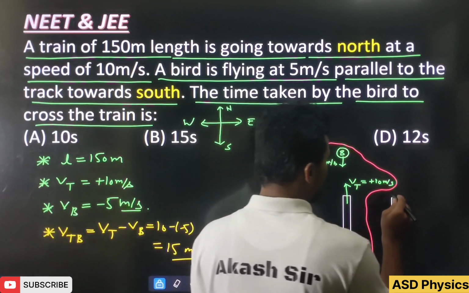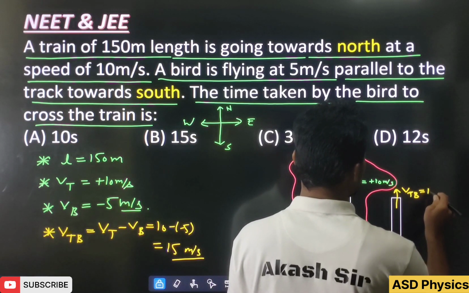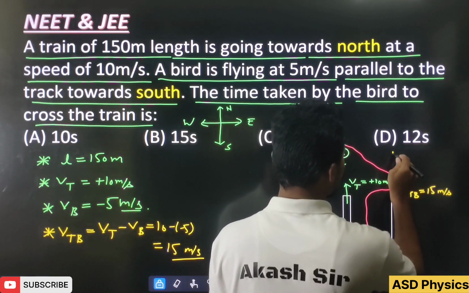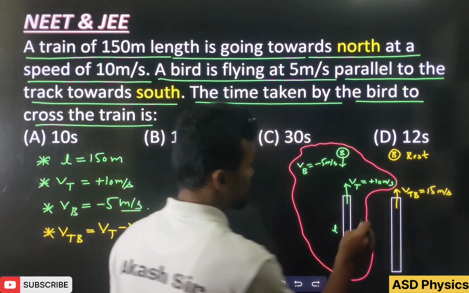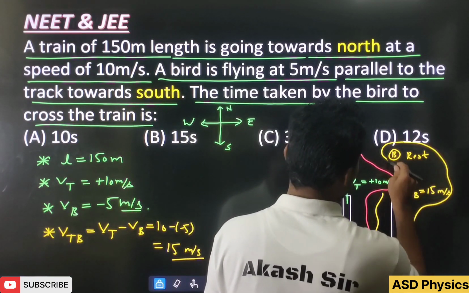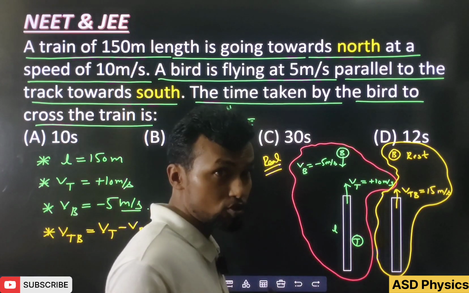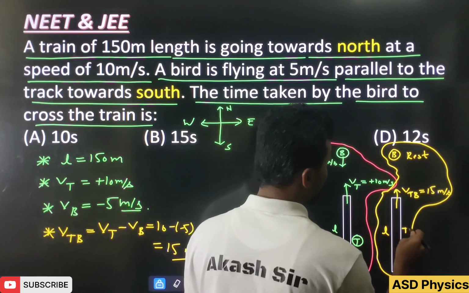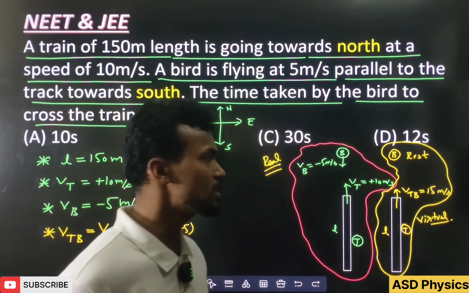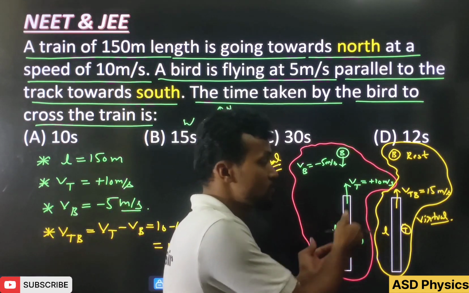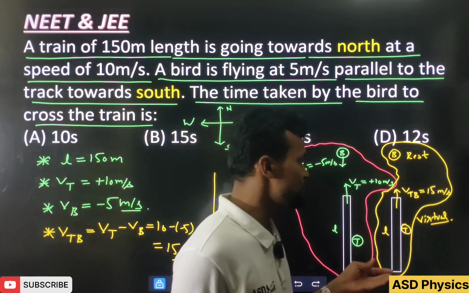So the velocity of the train with respect to the bird is 15 meter per second. That means the bird is in a rest situation, because the bird is the observer. Now see, I have drawn the two situations. This is called the real situation, but to solve the question we have taken this, which is called the virtual situation. Whenever we want to solve a relative velocity based question, the real situation should be transformed into a virtual situation. Now the bird is in a rest situation.